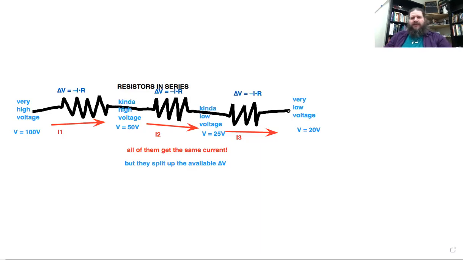So these, I think, are probably the 2 most important properties of resistors in series. The resistors in series all get the same full current because it's flowing through all of them, but they have to split up the available delta voltage. In parallel, it's the exact opposite. In parallel, all the resistors get the same full delta V because they're all branching from the same starting point and the same ending point, but they have to split up the available current because it's split up at a junction. And we can take a look at more examples of that next time.